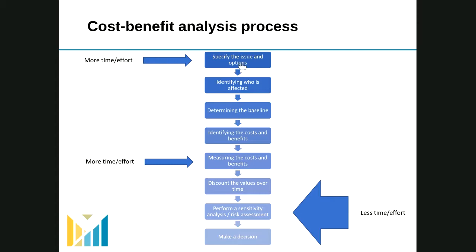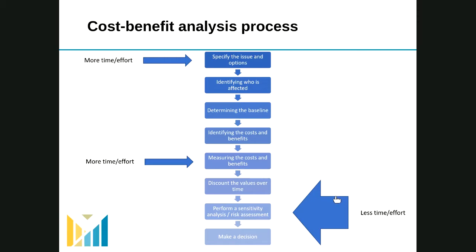And I would say that the most time-consuming parts of the cost-benefit analysis ideally should be specifying the issue and options, so really understanding what the problem is that we're trying to solve and what the government can actually do that will positively affect that issue. And also, just because it tends to be a little bit more challenging, we put more time and effort into measuring the costs and benefits. So actually trying to quantify them so that we have an idea of how to weigh all of the different socioeconomic impacts that we are going to have.